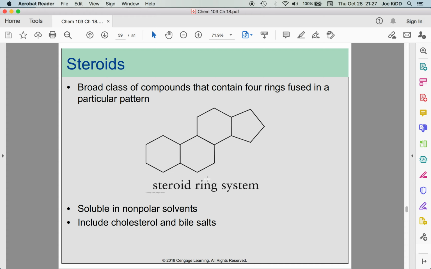Another important biological classification for some lipids would be steroids. Most steroids will follow this general motif or backbone: three cyclic hexagons and one pentagon. Typically, they're going to be nonpolar. They are predominantly hydrocarbon based. Now, they're decorated as well, but they're going to be nonpolar, and they include steroids such as cholesterol, bile salts, things like that.